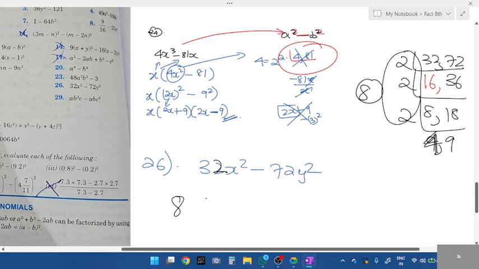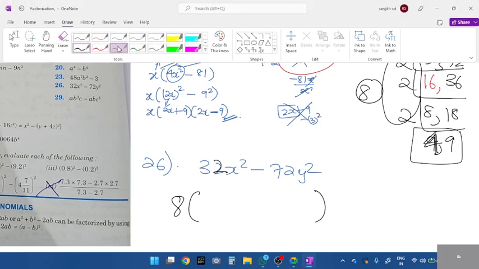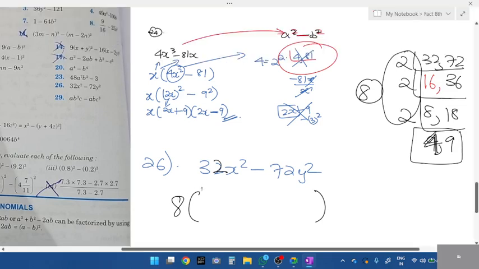Fine. 8 is done. Anything common in x and y? No, right? Nothing is common. Now, what is the remainder, students? How do you find the remainder? What did I tell? What's the remainder we got here? 4 and 9. Definitely that will be the answer. If you divide 8 and 32, how many times does 8 go in 32? 4x square.